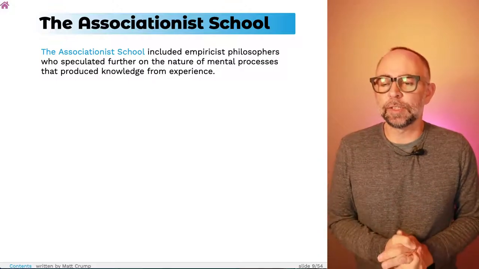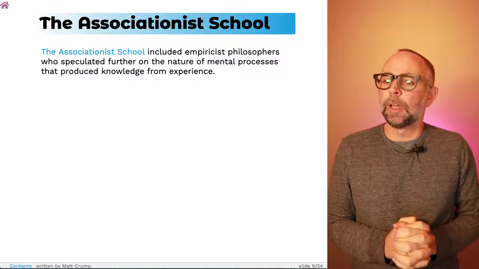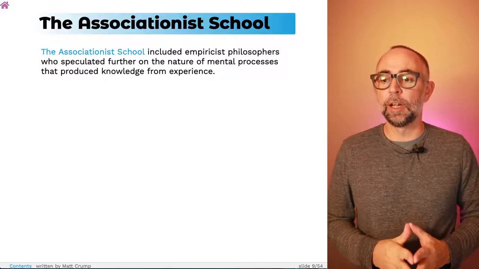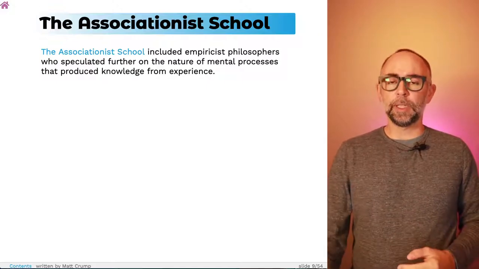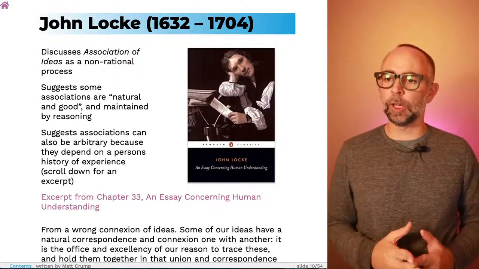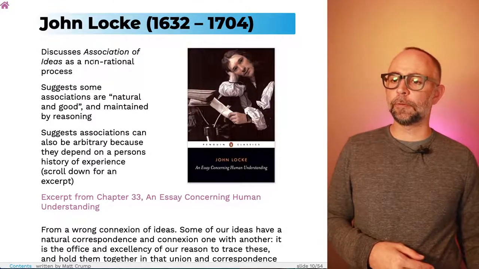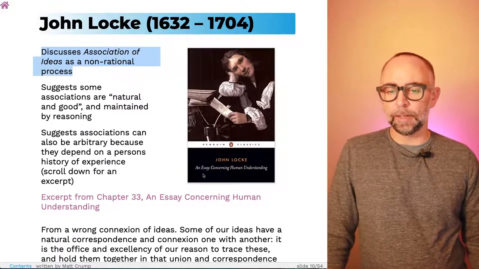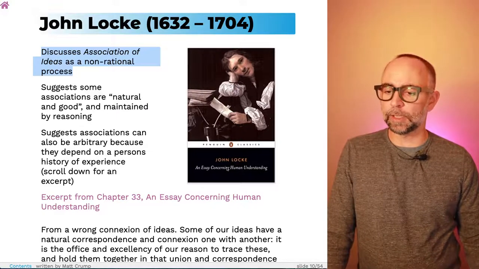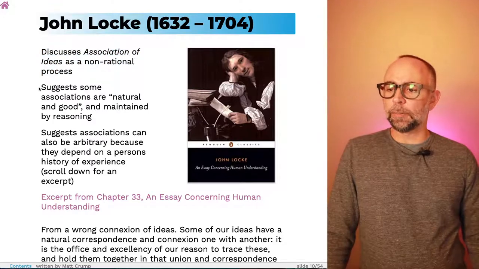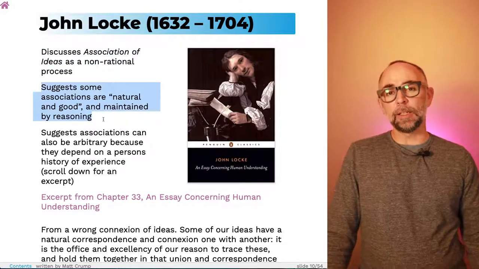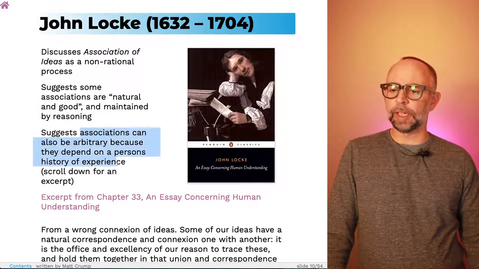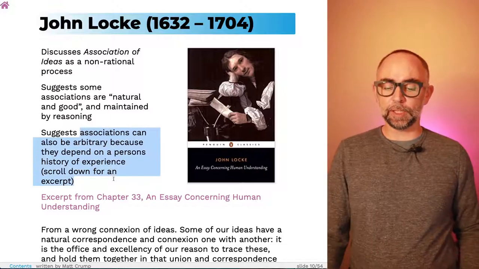Let's go back to the associationist school. These were empiricist philosophers, and they began speculating on the nature of these mental processes that could possibly produce knowledge from experience. Here is one example. Philosopher John Locke discusses the association of ideas as a non-rational process in this work, An Essay Concerning Human Understanding. So he suggests that some associations are natural and good and maintained by reasoning, but also that people have these arbitrary associations that can depend on a person's history of experience.